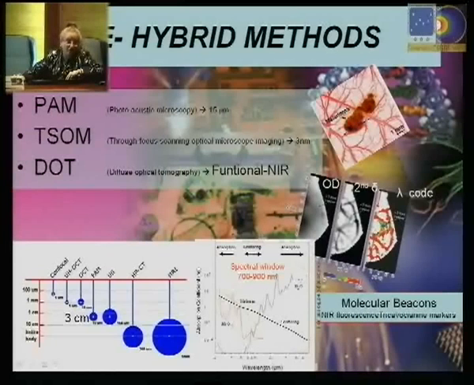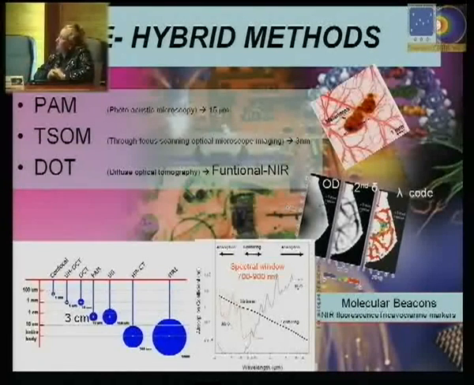Obviously, you can also mark things with beacons. You can mark molecules which can be excited with the infrared so that they go directly to the areas of interest, and then you do the DOT, the diffuse optical tomography, and then you see where those molecules have been deposited.